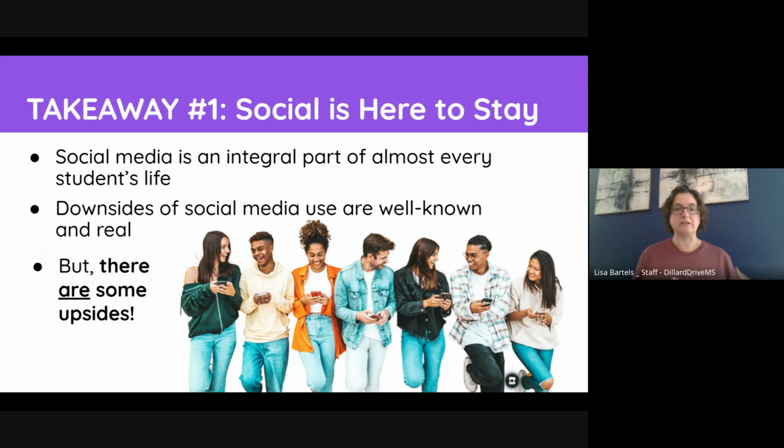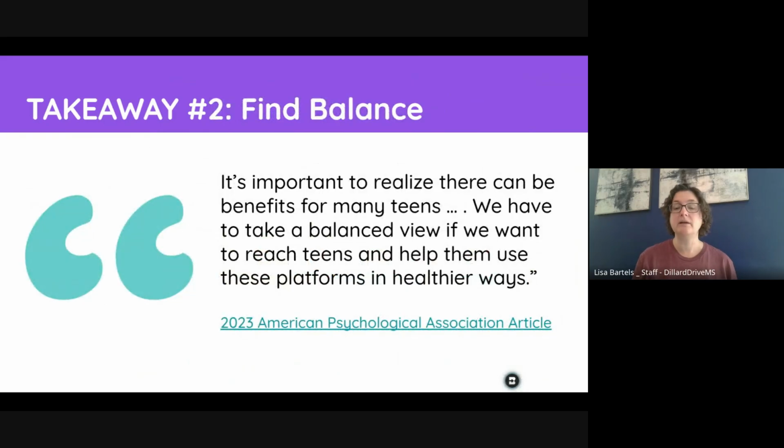So here are the big takeaways. Number one, it's here to stay. Social media is integral to almost every teenager. We do know the downsides, they're real, but there are some upsides. And so takeaway number two is that we need to help our students find balance. We're not getting rid of it.